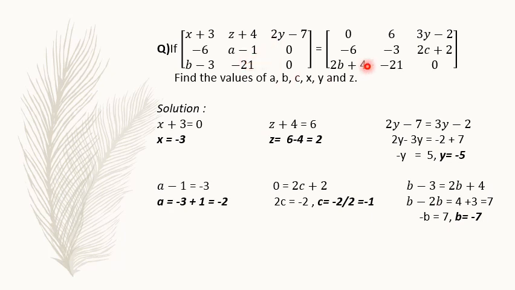So by equating the corresponding elements in each matrix, we will get x, y, z, a, b, c. So the values are given. So in that way, we can calculate the unknown entries.